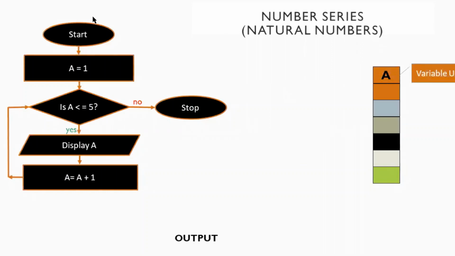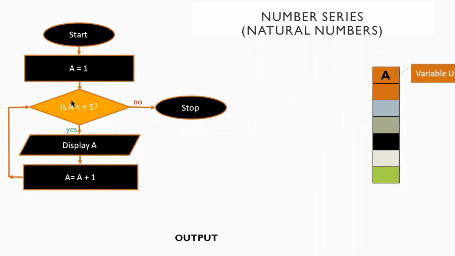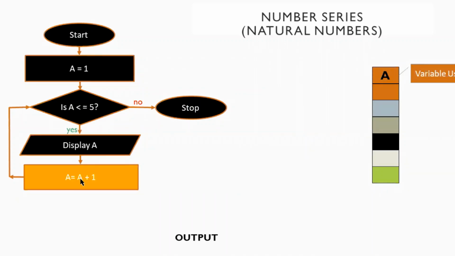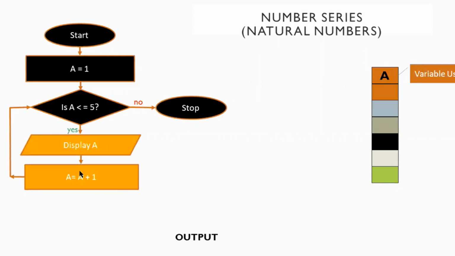So at first, start. Natural numbers begin with 1. So we are assigning a variable A whose value is 1. We have a condition over here. This condition is created for the loop. When this condition is true, we are going to do these two steps. We are going to display the value stored in A, and then we'll increase the value of A by 1, because the increment in natural numbers is by 1. And this task will be repeated for a given number of times.